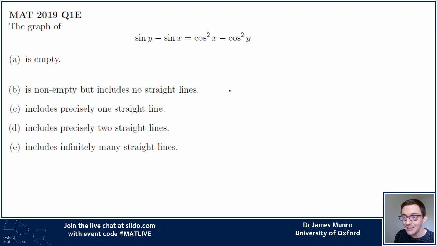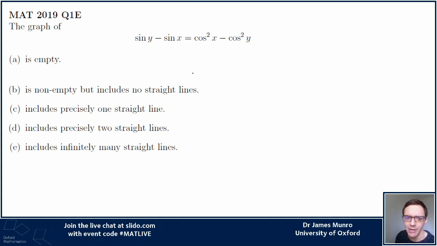Question 1E. This asks for the graph of sine y minus sine x equals cos squared x minus cos squared y. We're asked whether it's empty, whether there are no points inside this graph, or whether it includes some straight lines. So straight lines would be something of the form y equals mx plus c. It's a bit strange, I suppose, to think about the graph of this containing straight lines.